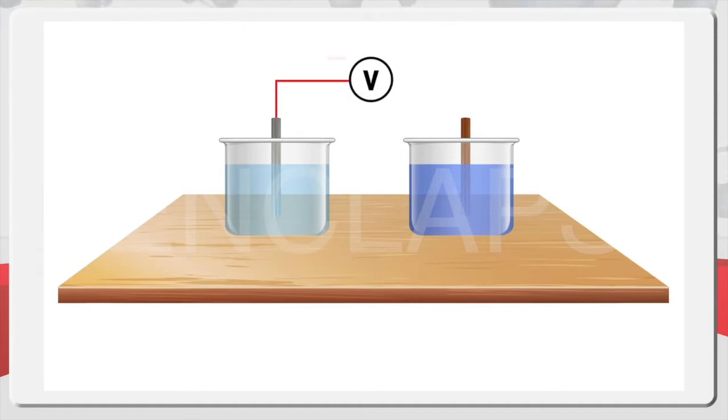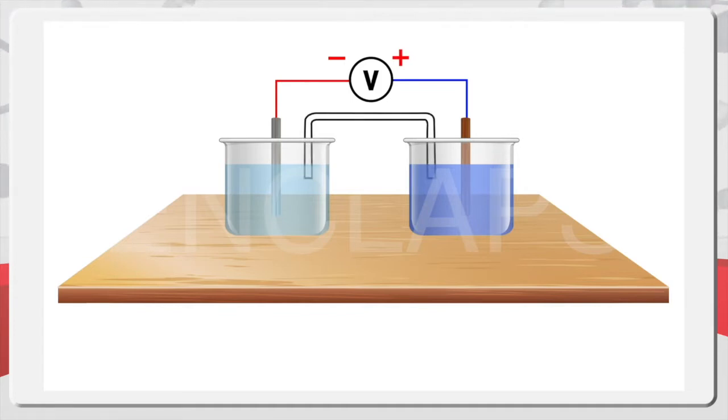Connect the 2 rods with a voltmeter. Connect the negative terminal of the voltmeter to the zinc rod and the positive terminal to the copper rod. Connect both the solution in the beakers by a salt bridge.